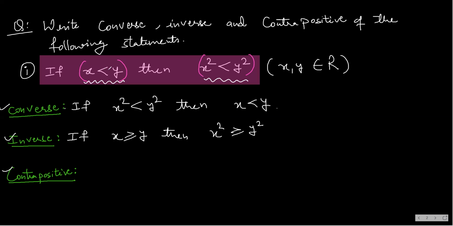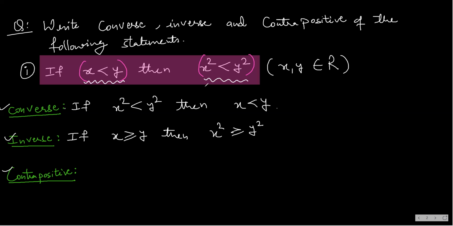Remember students, the negation of x less than y. Here you have x less than y. What is negation of x less than y? It is x not less than y. You could have written x not less than y, but it is better to write x is greater than or equal to y. Similarly, the negation of x square less than y square is x square greater than or equal to y square. This is inverse. And then finally we have contrapositive.